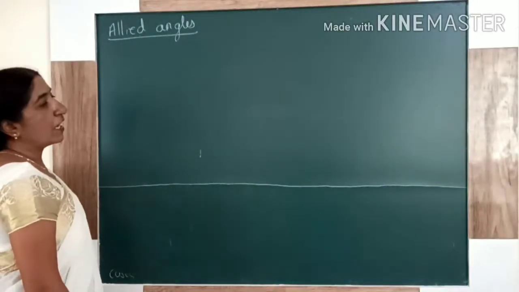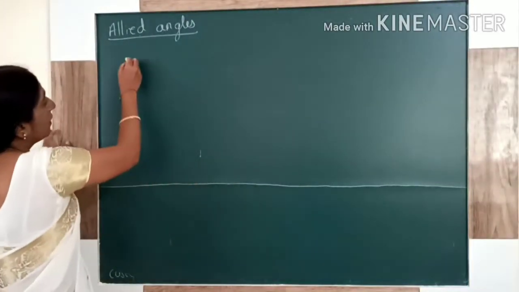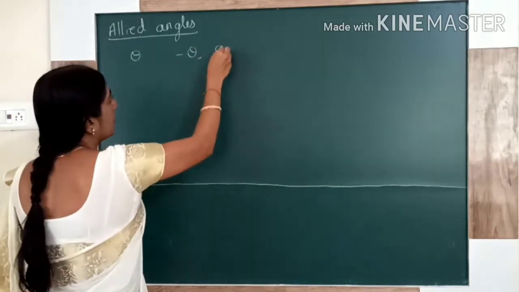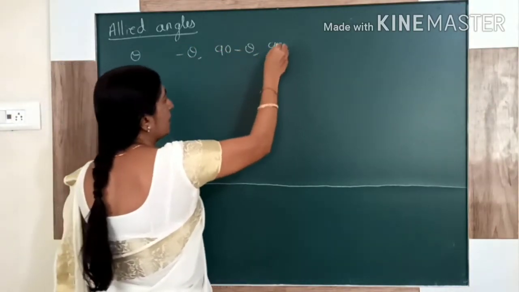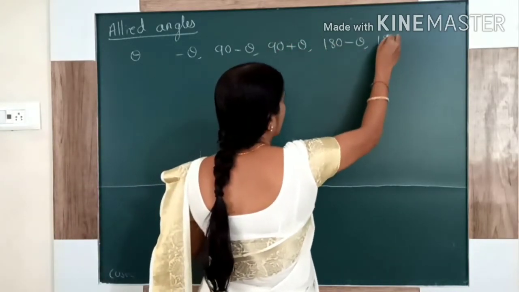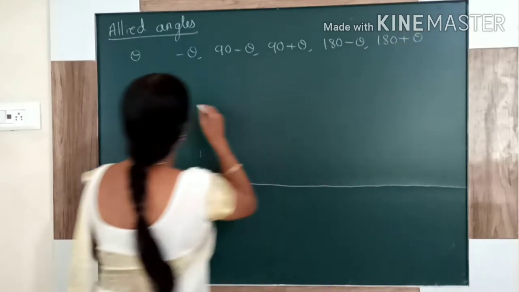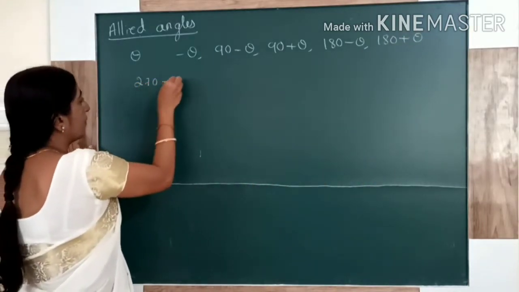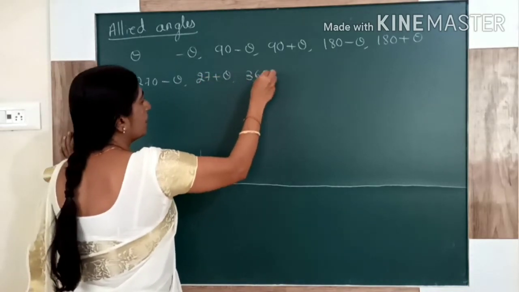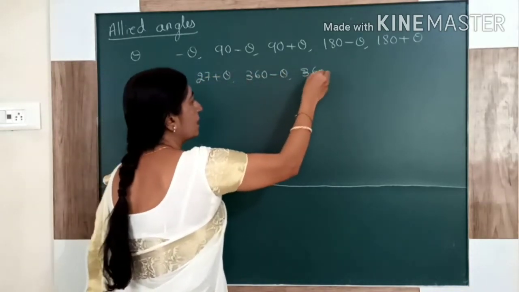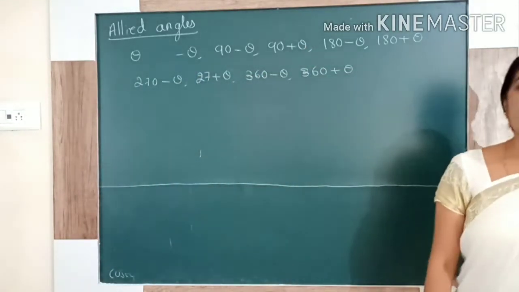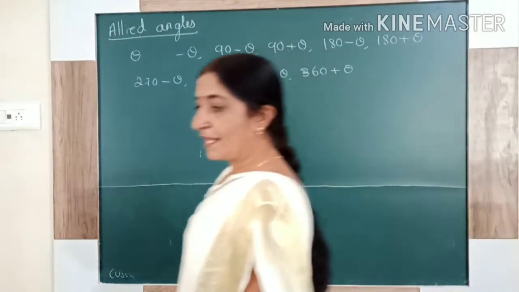See, the next one is allied angles. If theta is any angle, then minus theta, 90 minus theta, 90 plus theta, 180 minus theta, 180 plus theta, 270 minus theta, 270 plus theta, 360 minus theta, 360 plus theta. That is, 360 means we are taking it in the form of degrees. These are called allied angles.